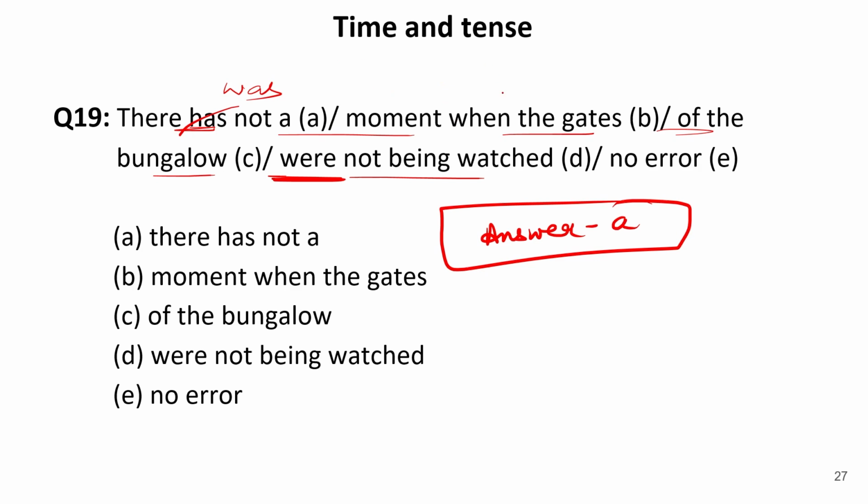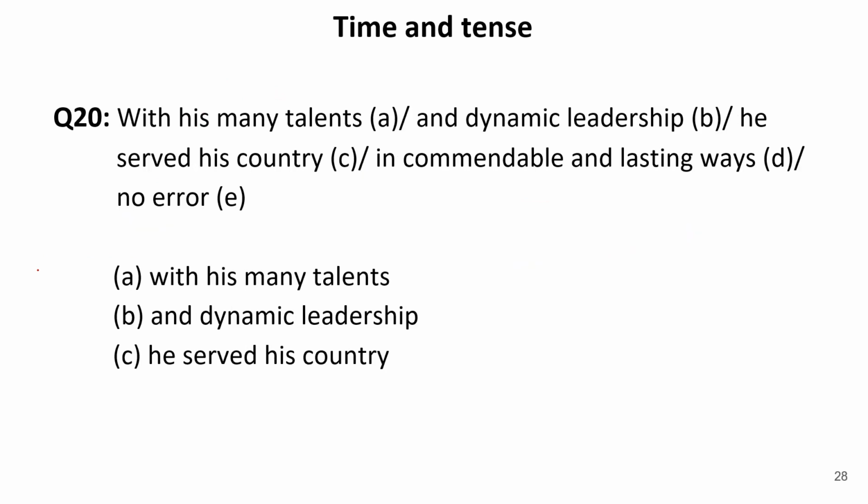Shows the B form. It means the structure that was, in this case as it happened, has is not required over there. So there was not a moment when the gates of the bungalow were not being watched. This will be the correct sentence. So our answer is A, because A part contains the error. So now let us move to the next one.